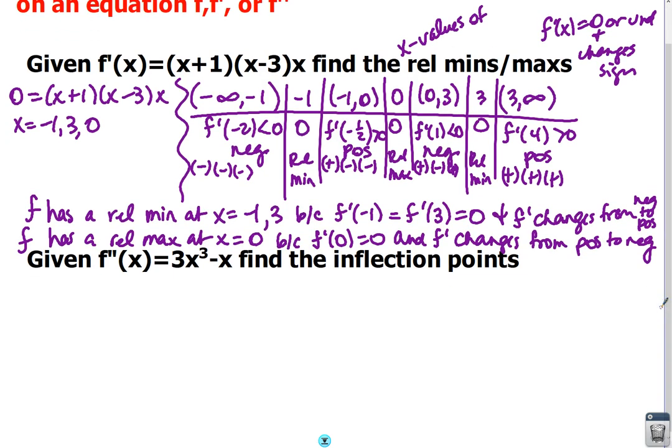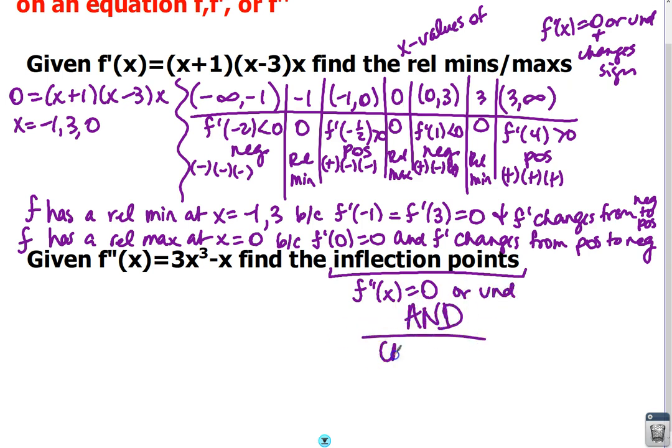Let's say we had f double prime was 3x cubed minus x. Find the inflection points. Inflection points occur where f double prime of x is equal to 0 or undefined and changes signs.